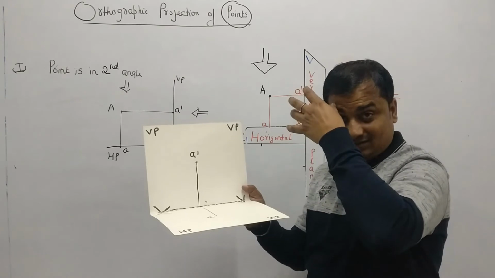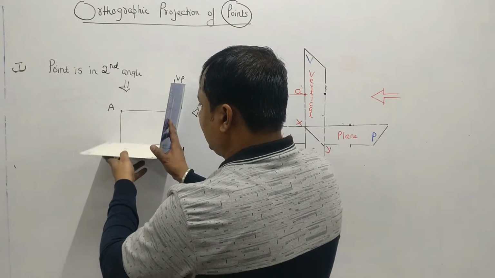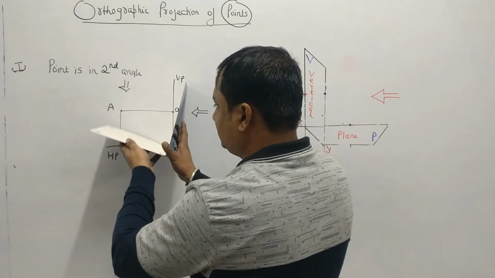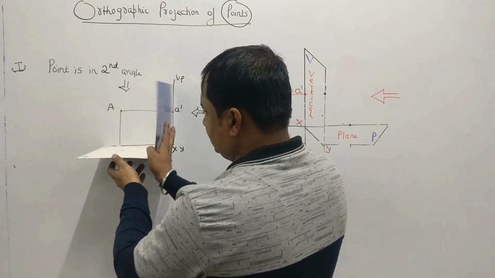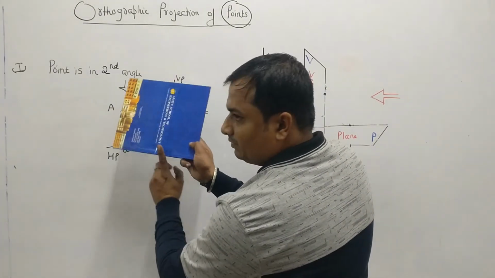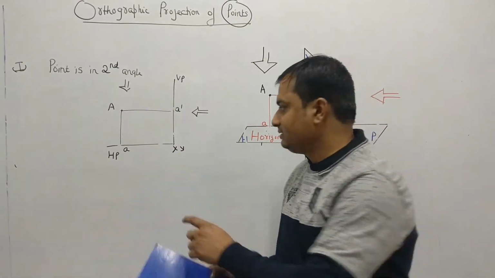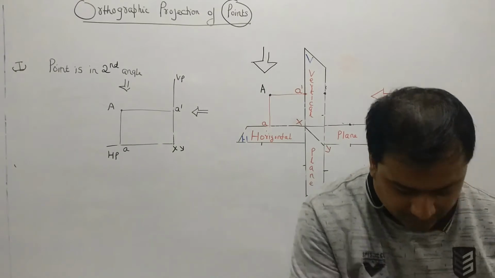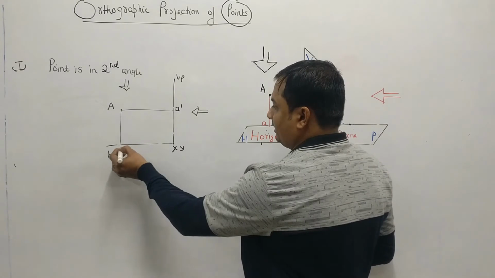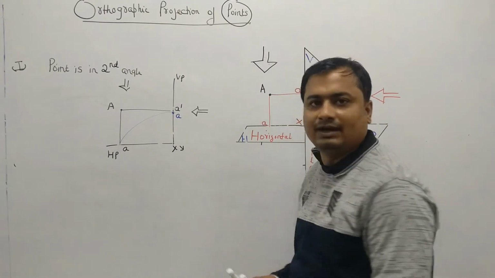Now what does the rule say? To convert these two planes into a single plane, the rule says you have to rotate the HP. The HP is always rotated 90 degrees clockwise. As you can see, when I rotate this HP 90 degrees clockwise, this is XY, and both views are going to merge above XY. After rotating, you can see A from here also. After rotating, both views are going to merge above XY.